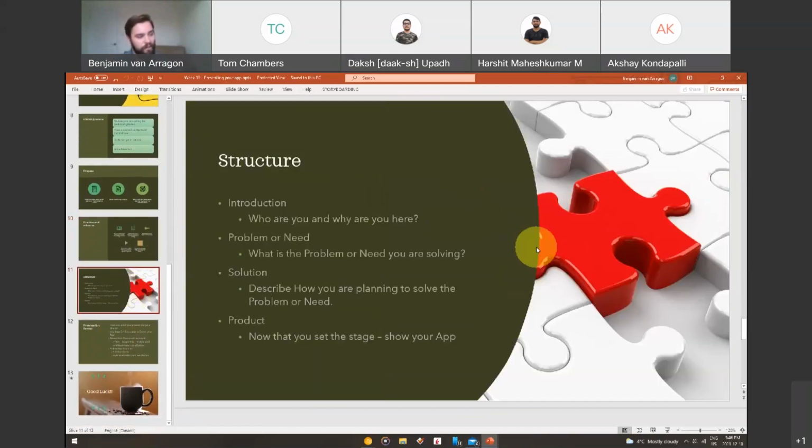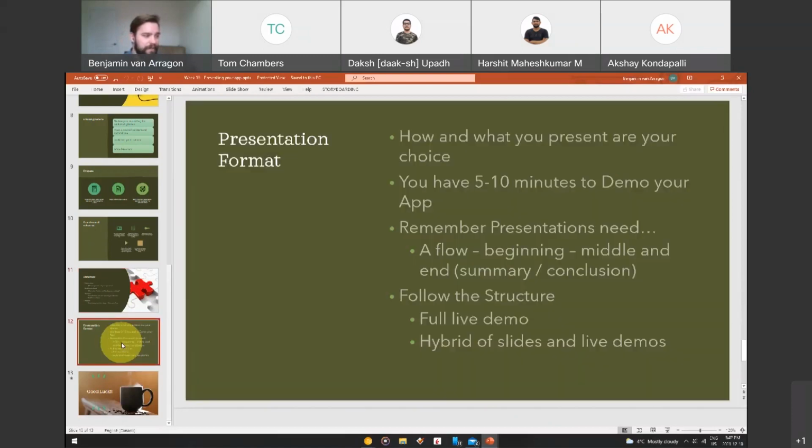Okay, so for the structure of it, you know, there's your beginning, who you are, why you're here. Your middle part is the problem that you're solving, the solution that you plan to solve, and then the product. So you've set the stage, now you can show your app. Okay? Presentation is going to be 10 to 20 minutes to present your app, and remember the flow, beginning, middle, end, summary, conclusion.